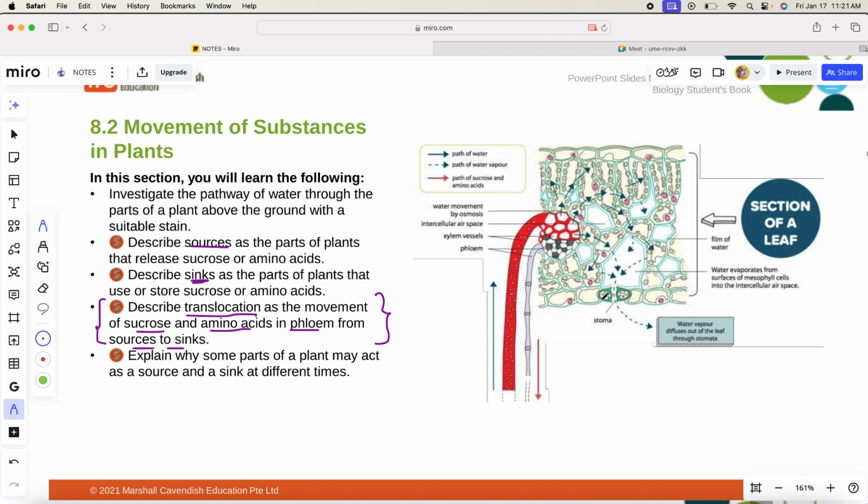We are thieves. We steal from the plant. The plant did not give us, we just steal from them. So this is the stomata, where gas and substances diffuse in and out of the leaf.